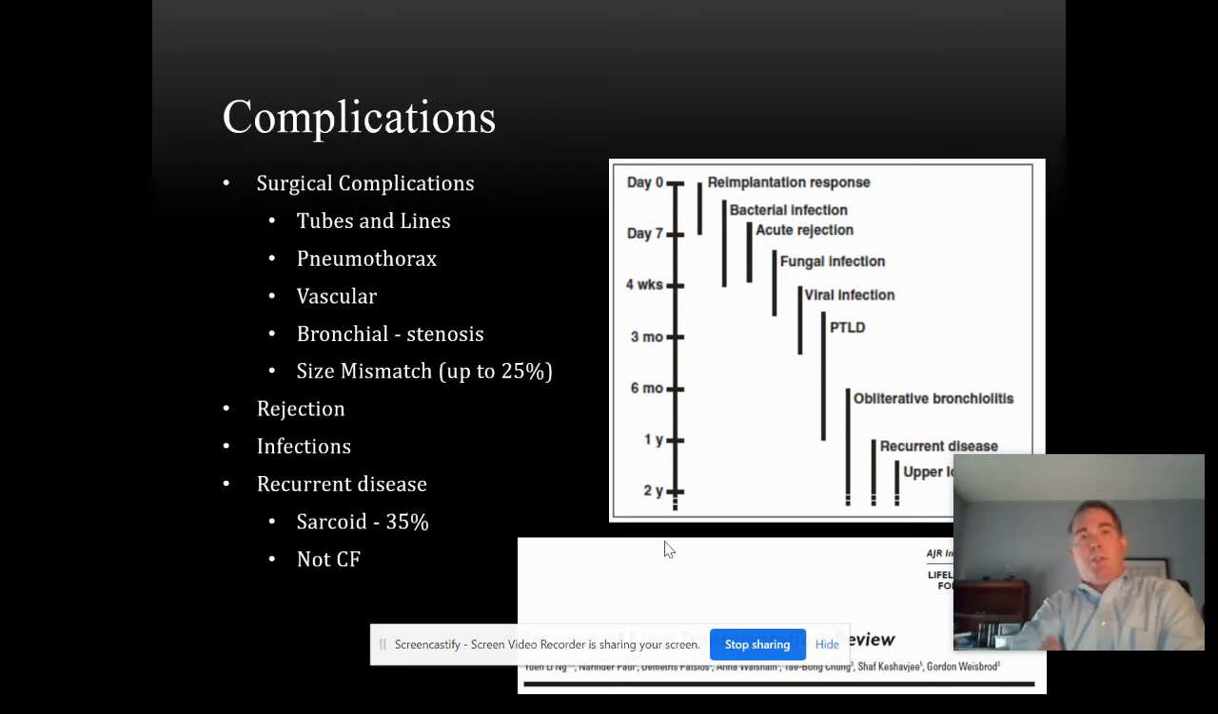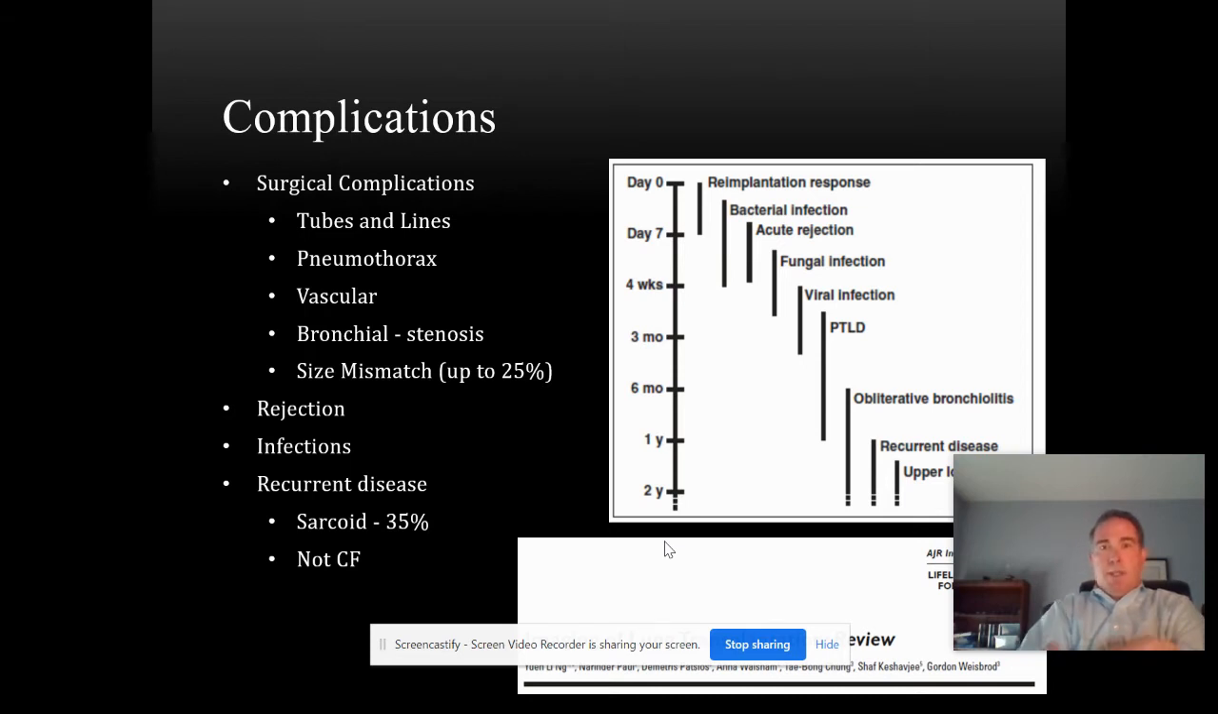Moving on to some complications after lung transplant and the immediate time course. A lot of things that we're going to be seeing are kind of standard ICU X-ray stuff. So lines and tubes, pneumothoraces, effusions. Bronchial stenosis can be an early or a late complication. You can have size mismatch. Then moving on, you're going to have rejection of the transplant, both hyperacute and chronic, and infections. And the infections are going to be time dependent.